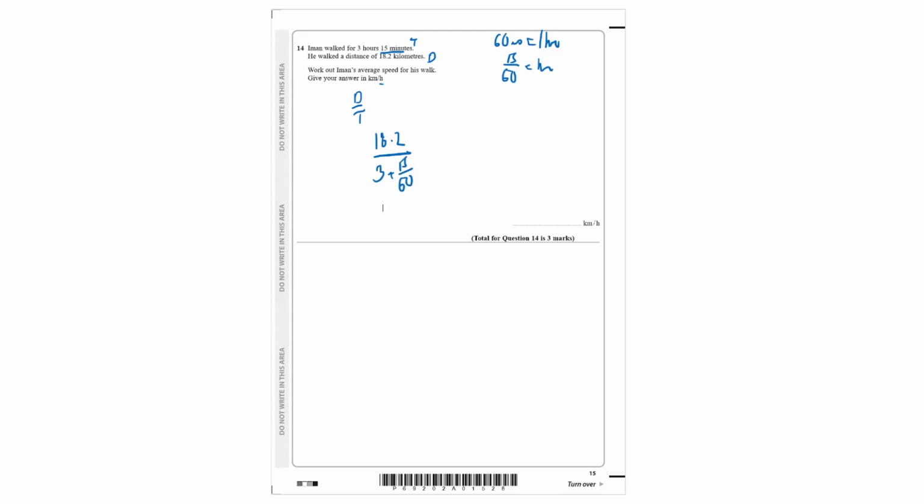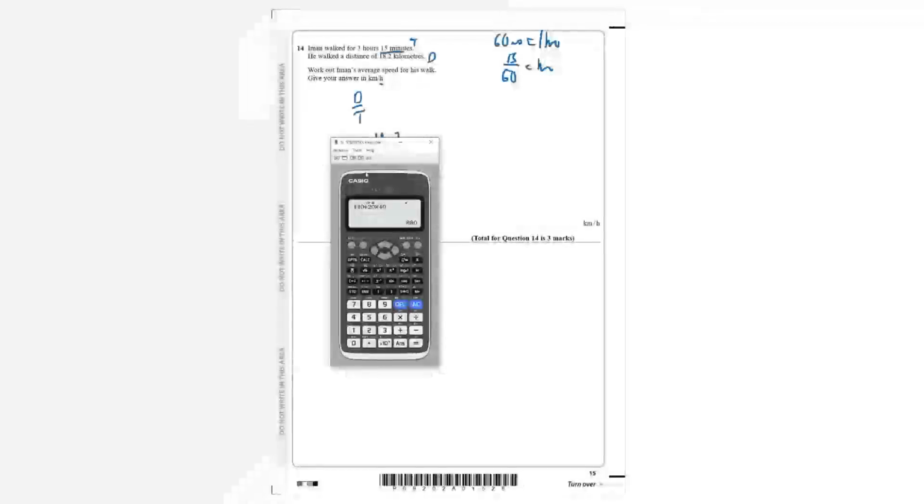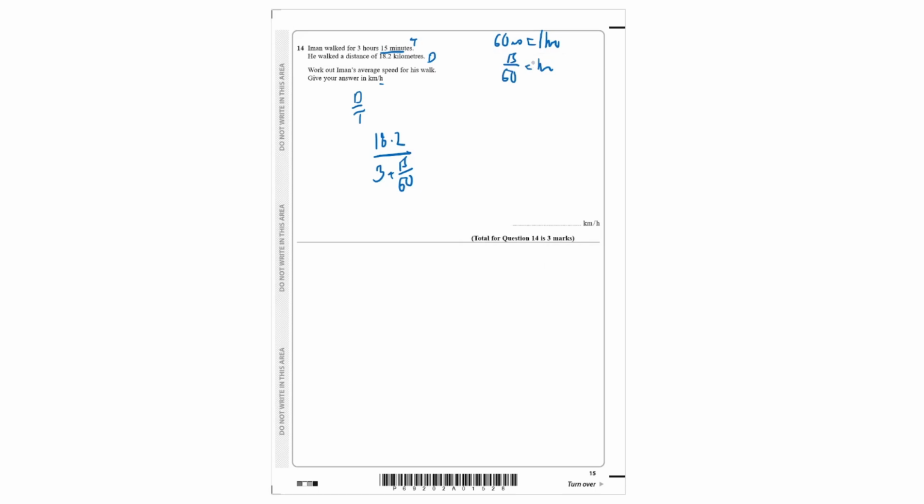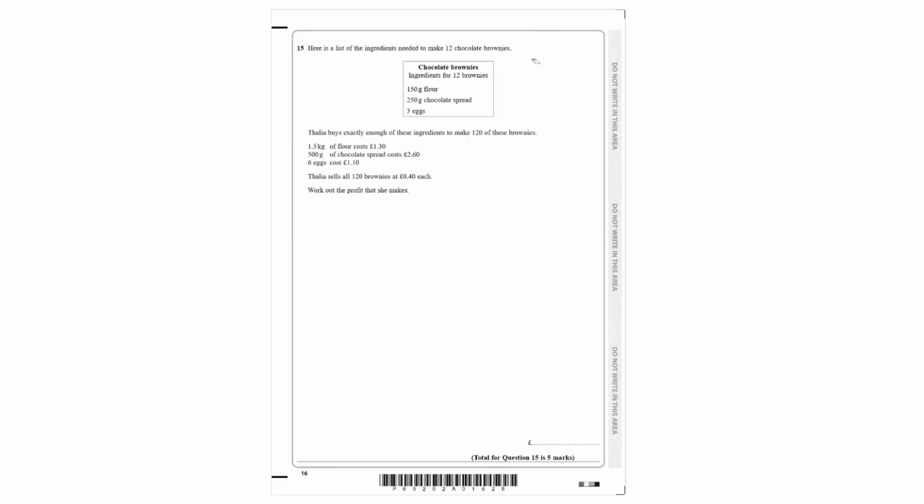So we can put this into a calculator now. We can see that we have 18.2 divided by 3 plus 15 over 60 gives us 5.6. 5.6 kilometers per hour.